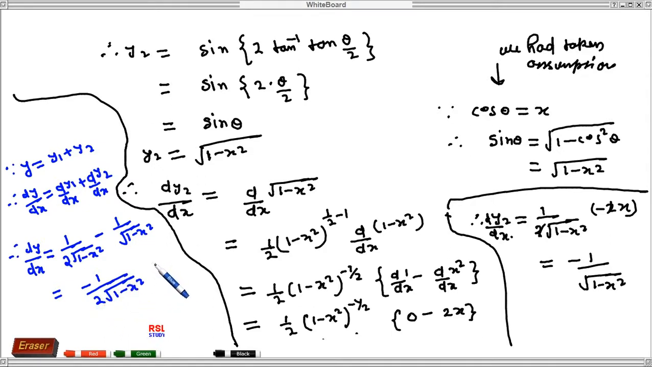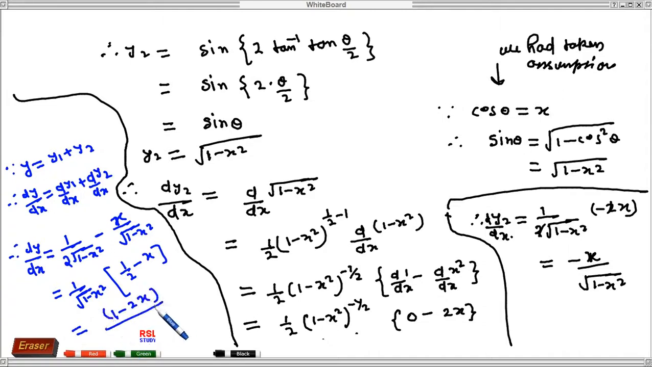Very simple question. The question is long, but the quality of the question is simple. No, here it will be minus x. That is a mistake, sorry, a misworking. Here minus 2x, the 2 will be cancelled, so that will be minus x. So that's why here minus x. So just take 1 by under root 1 minus x square as common, so that will remain. So 1 minus 2x by 2 under root 1 minus x square. So this is the final answer.